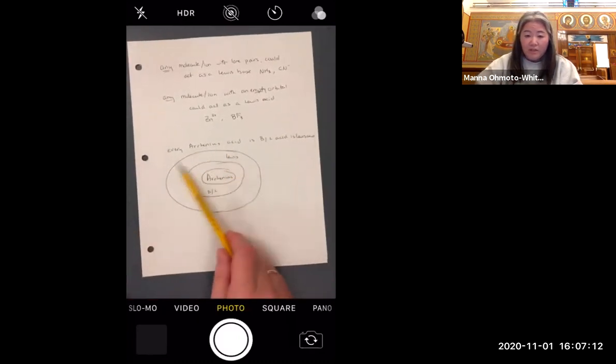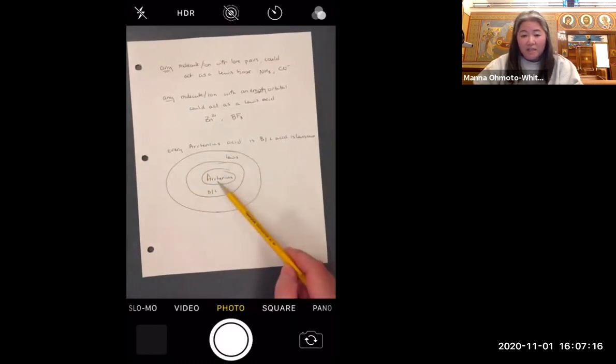So if I'm looking at the Venn diagram of acids and bases, all Arrhenius acids and bases are Bronsted-Lowry acids and bases. All Bronsted-Lowry acids and bases are also Lewis acids and bases. But it doesn't go backwards, right? Not all Lewis acids and bases are Bronsted-Lowry acids or bases. Not all Bronsted-Lowry acids or bases are Arrhenius acids or bases.